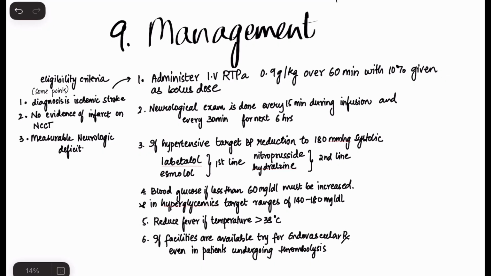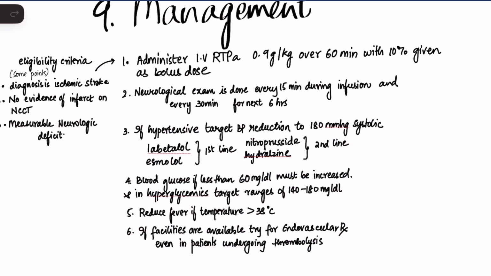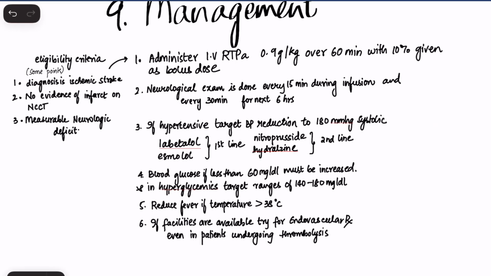And the only way in which we can see that the clot has broken down and perfusion has been restored is a neurological exam. And this neurological exam must be done every 15 minutes during the infusion and every 30 minutes for the next 6 hours. Right. If the patient is hypertensive, target blood pressure reduction to 180 mm of Hg systolic. Right. A higher blood pressure target helps in increased perfusion of blood. So blood pressure can be reduced by using labetalol or esmolol, which are the first line drugs, or second line drugs can also be used, such as nitroprusside and hydralazine.